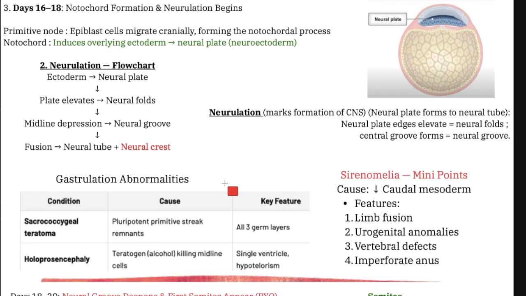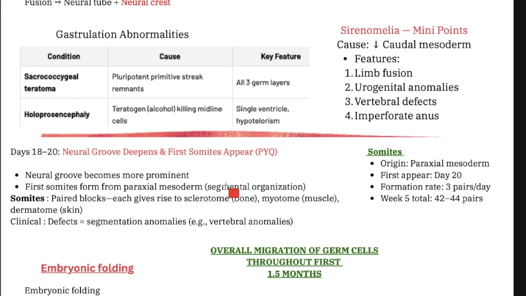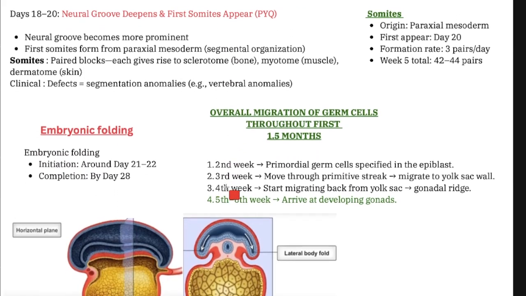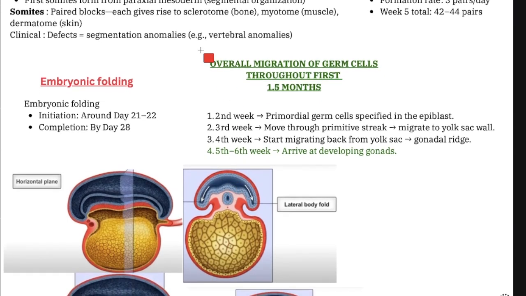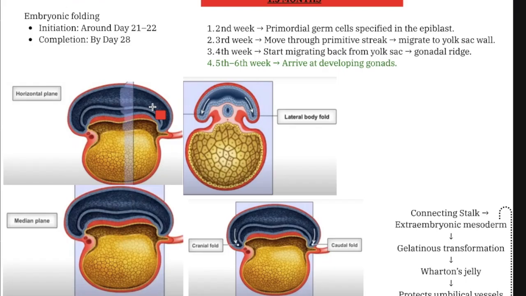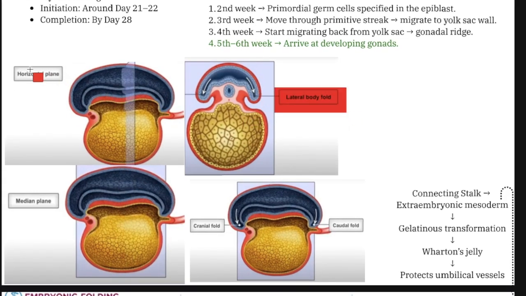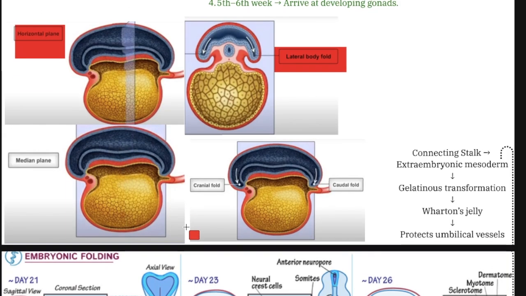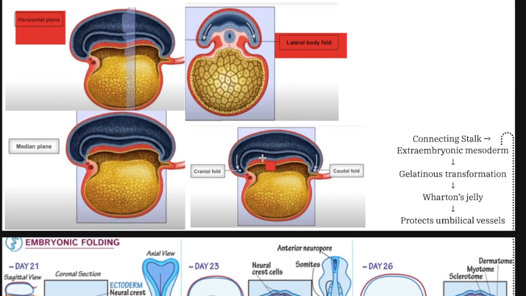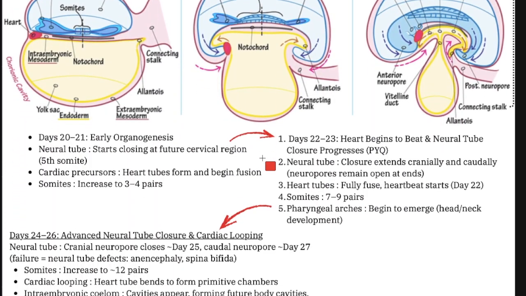As neurulation progresses, the flat embryonic disc begins embryonic folding. Initiated around day 21 and completed by day 28, this process folds the embryo in two directions, longitudinally, creating a head and tail fold, and transversely, creating lateral body folds. This transforms the flat disc into a three-dimensional, C-shaped embryo, enclosing part of the yolk sac to form the primitive gut tube. The embryonic period, from week 3 to week 8, is a time of rapid organogenesis.